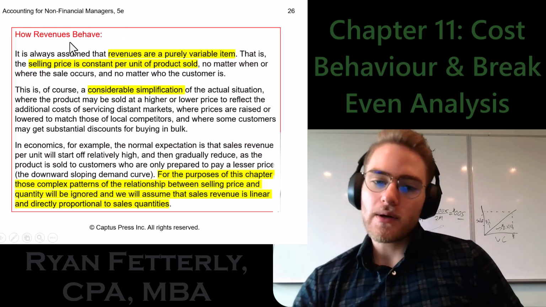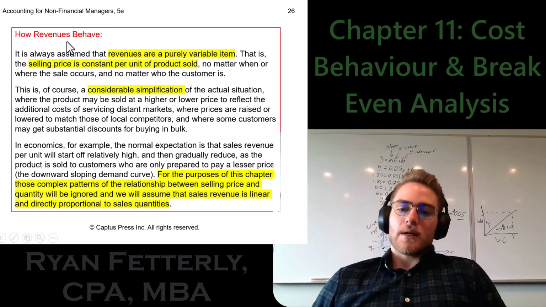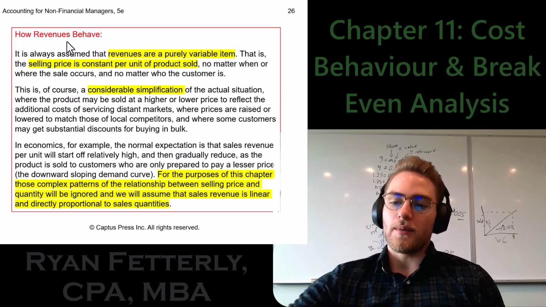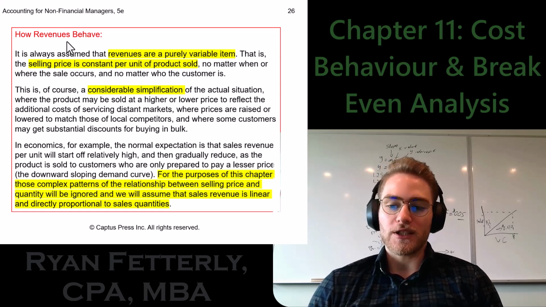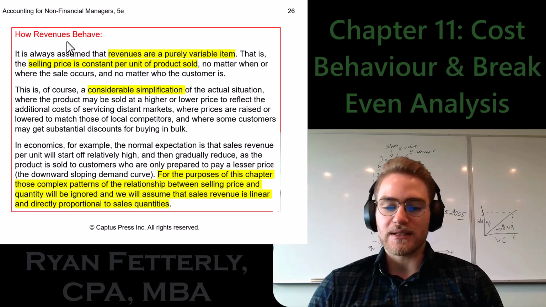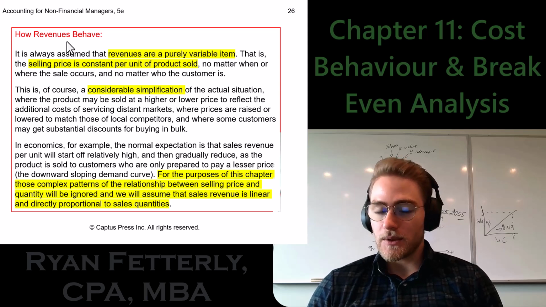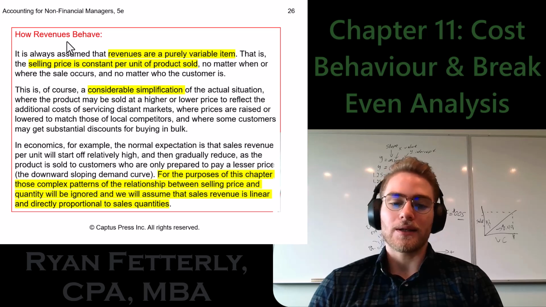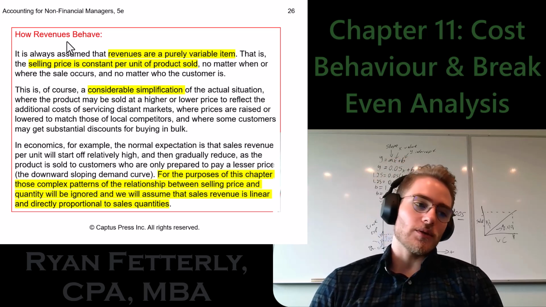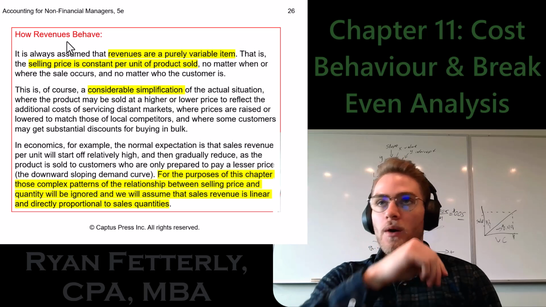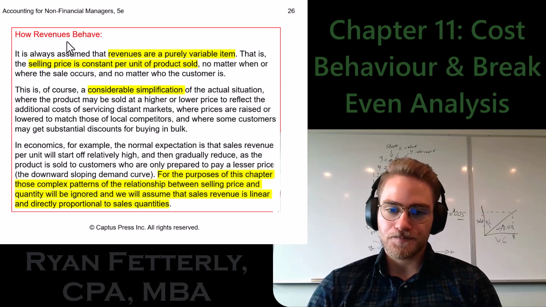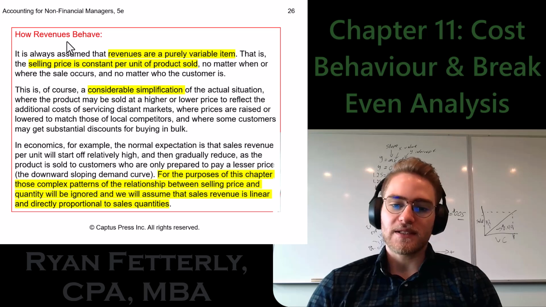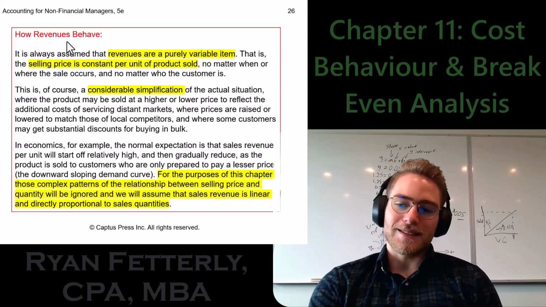So, now, how revenues behave. It's always assumed that revenues are purely a variable item. That is, the selling price is constant per unit of product sold, no matter when or where the sale occurs, and no matter who the customer is. So we try to keep that sales unit constant. In truth, this isn't true. With bigger customers, say like Walmart, you're going to give them a better price per unit, rather than a smaller buyer that's only buying, say, 2 or 3 units from you. Bulk discounts, basically. Yeah, as it says, sorry, I jumped ahead.